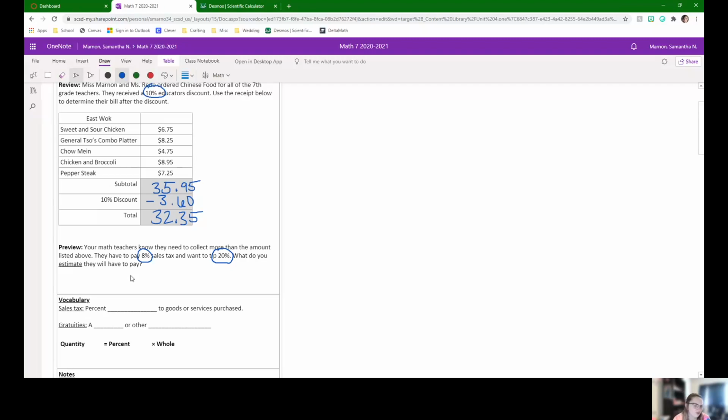I just want you to quickly do some estimating. We know it's going to be more than $32.34, but how much more do you think? So put a number here. What do you think?